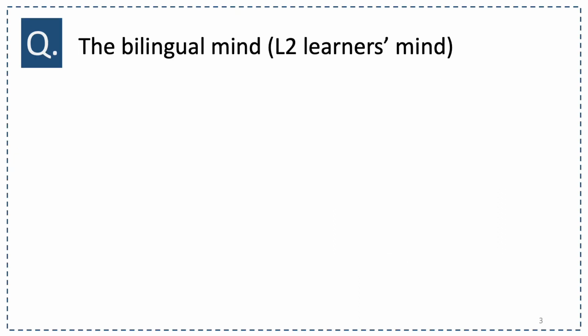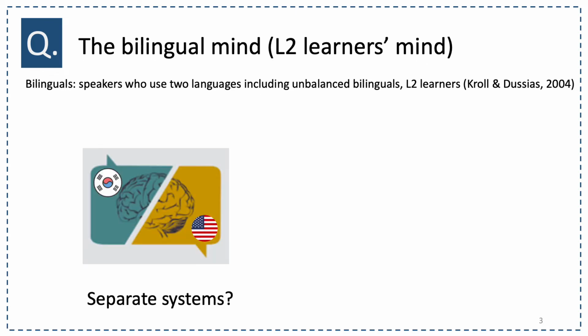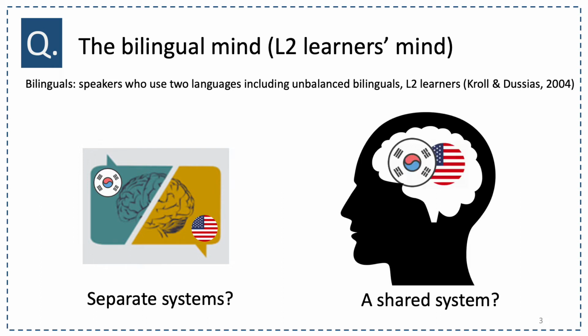One of the interesting topics in applied linguistics or psycholinguistics is to examine the bilingual mind, that is, the L2 learner's mind. I mean that bilinguals are speakers who use two languages, including unbalanced bilinguals, L2 learners. Especially, it is very intriguing to explore whether bilingual language systems are separate or shared, integrated, specifically in terms of syntactic representations.